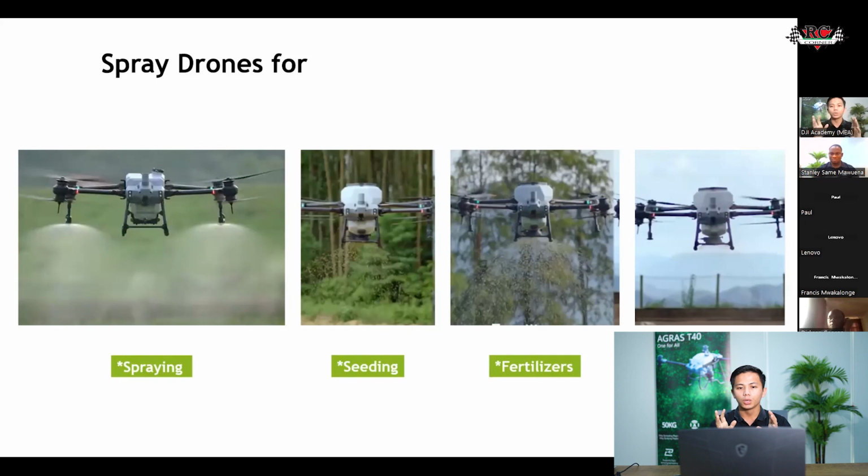So you don't need to buy a spray drone, a seedling drone, and a fertilizer drone. No, not like this. You just buy one drone. You change the tank, whether spraying, seedling, or fertilizer. You can use it for different purposes. Some people even use it for fish feeding in the pond.